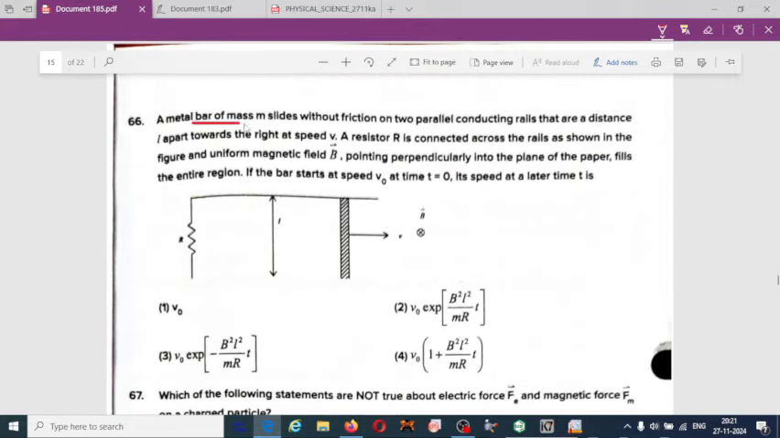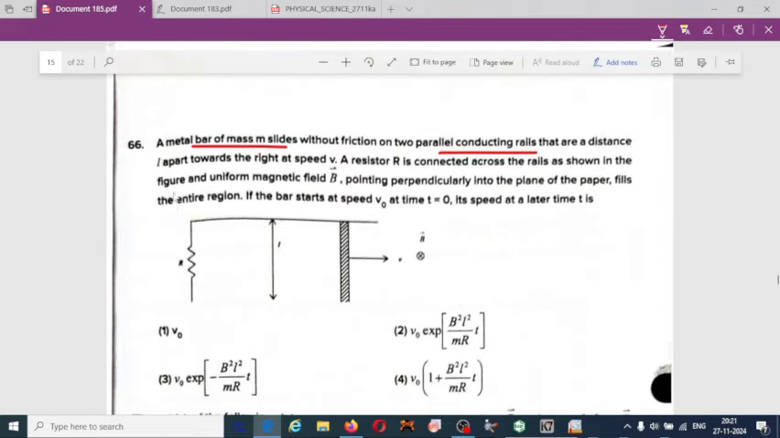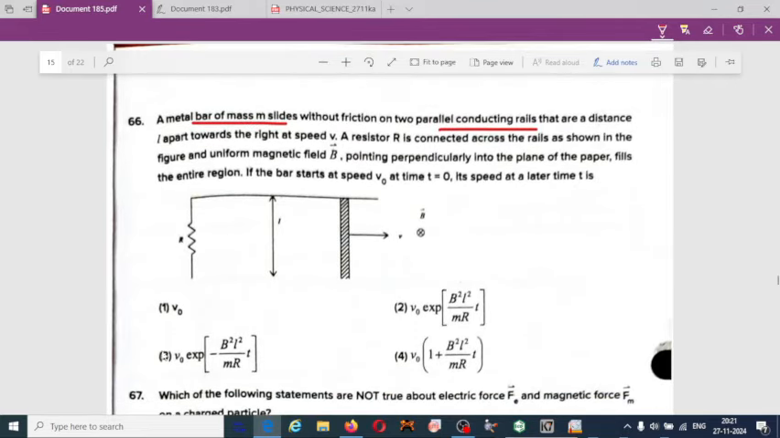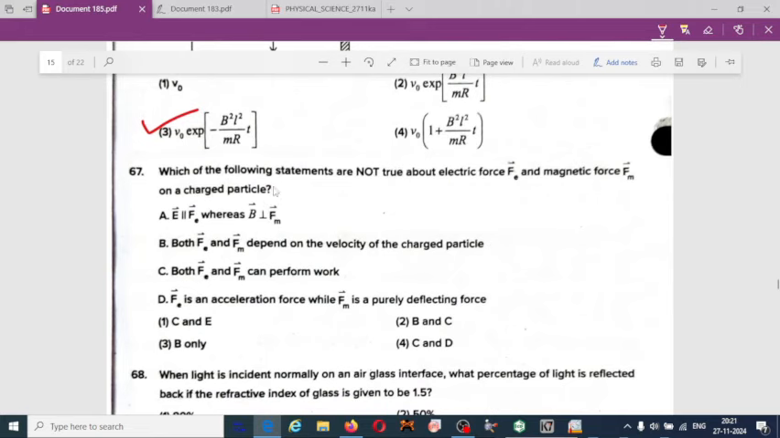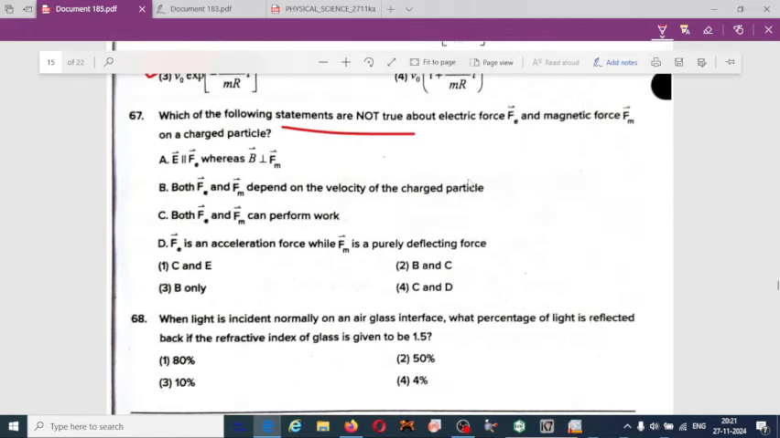A metal bar of mass m slides without friction on two parallel conducting rails. You can read it out, I will just mention here option 3 is correct. Which of the following statements are not true about electric force Fe and magnetic force Fm on the charge? If you solve this one, you will get option 2, B and C.